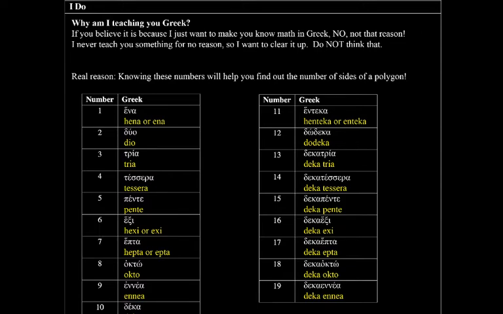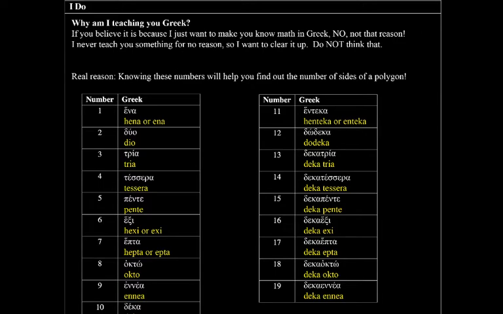So one is ena. If you're looking at ancient Greek, you'll notice there's a few little markings up here. In ancient Greek, this would be pronounced hena, but in modern Greek, it'd be ena. I'm going to be teaching you mostly ancient Greek numbers, but probably more modern Greek pronunciation, because that's a little bit closer to what we do here anyway, and it'll be closer to what you're going to be seeing in the math class.